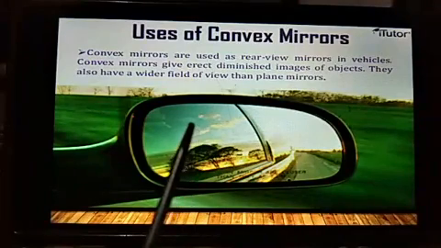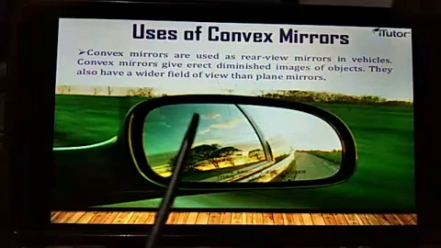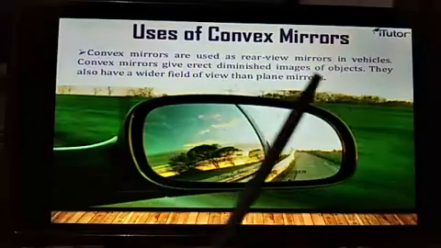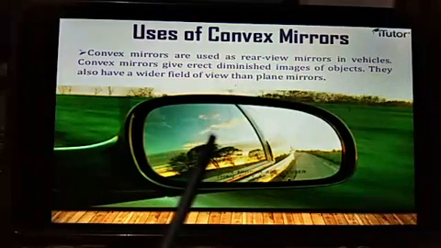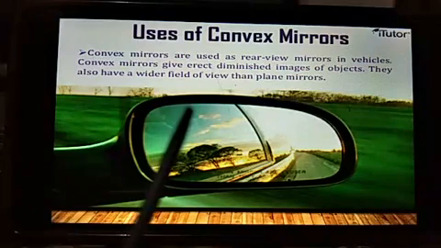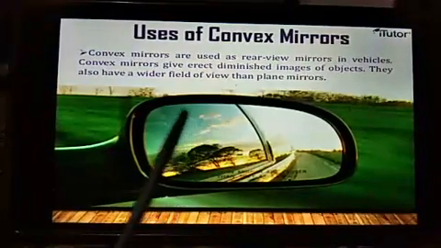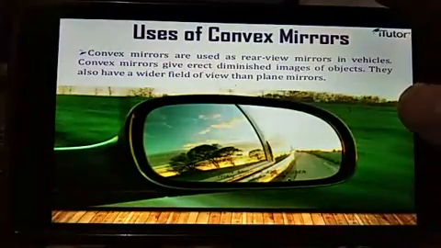Now you might wonder, the side mirror of your car, which type of mirror is it? It is a convex mirror. Okay, why is it a convex mirror? Because in convex mirror you can see a diminished image. So you can see all the traffic behind you from this convex mirror. So it is also known as rear view mirror or side view mirror.